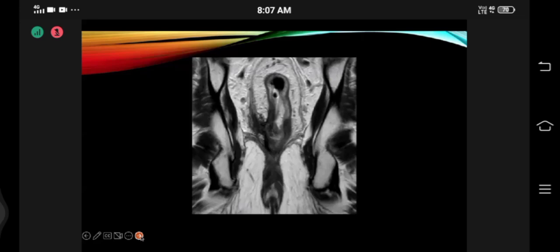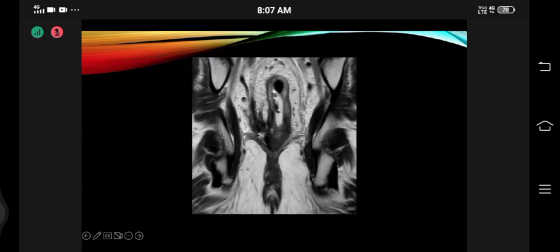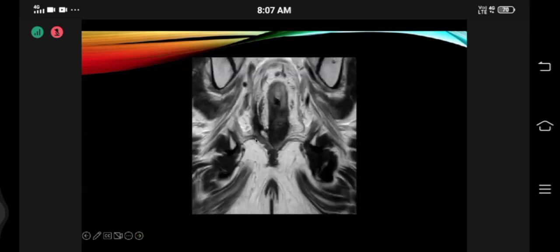You can see this tumor is extending along the mesorectal fascia here and going beyond the TMA. So here this is the levator, and this is the posterior portion, and this is the levator, which is involved.